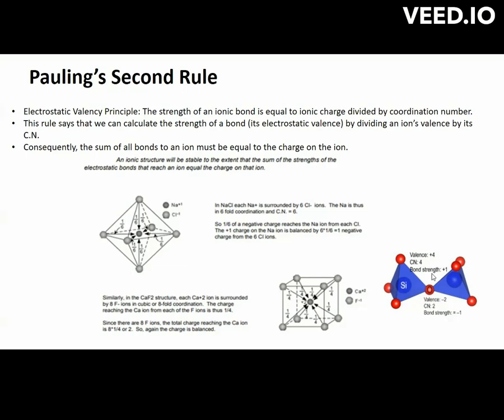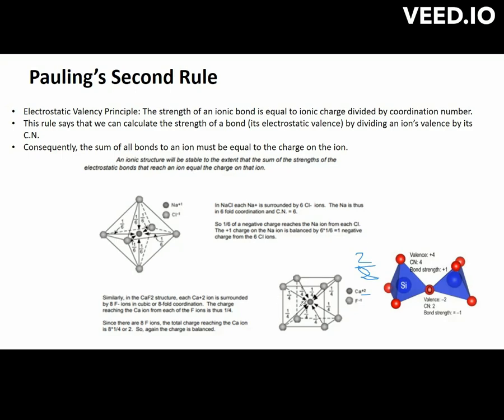We need to know the charges that are approaching the cation at the center. If we can tell that we have got 2, then it would be 2 divided by... Remember, the calcium has a valence of 2, and how many coordination? 1, 2, 3, 4, 5, 6, 7, 8, so it will be 8. And then 2 divided by 8 will just be 1/4.